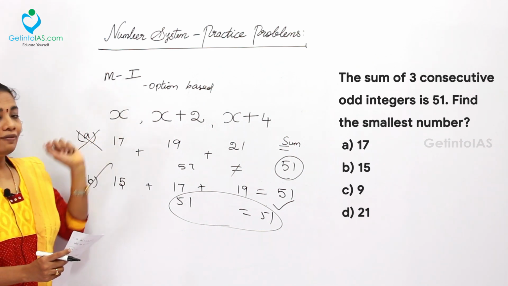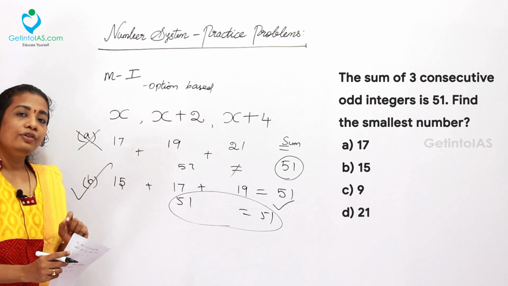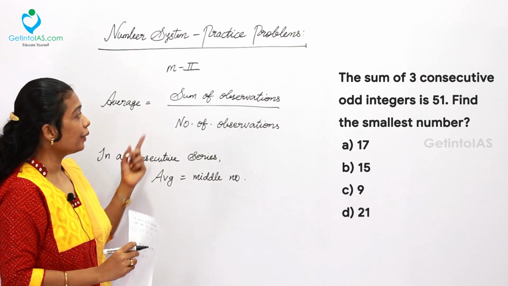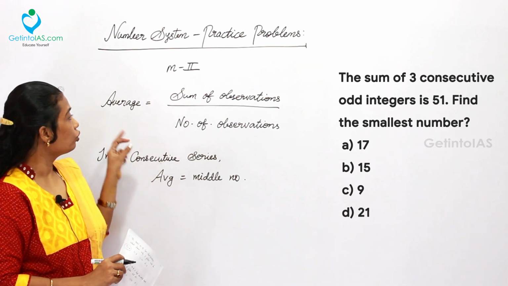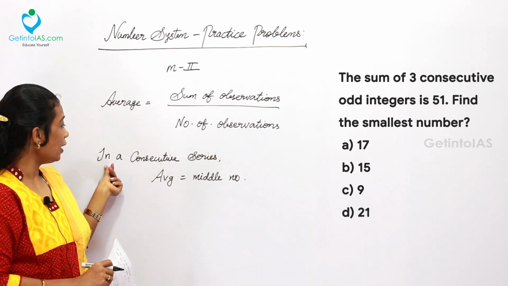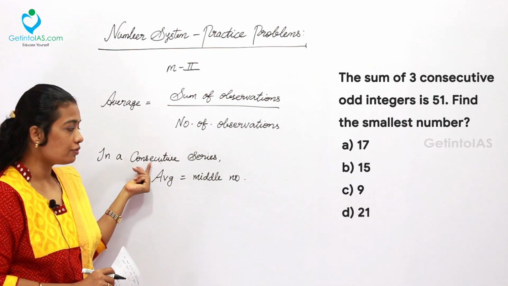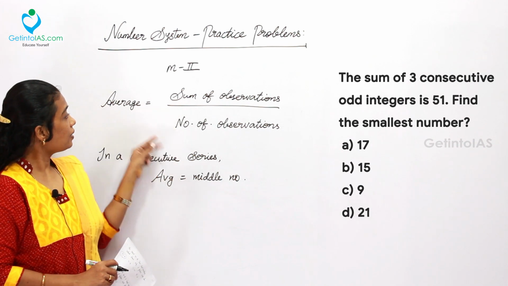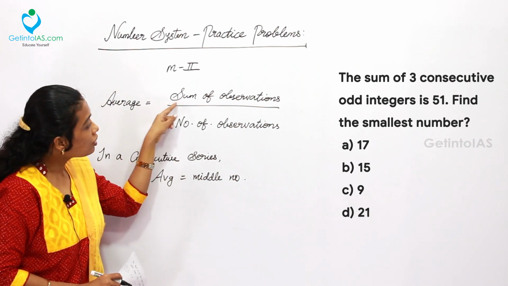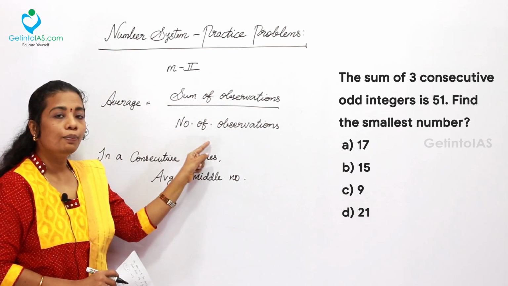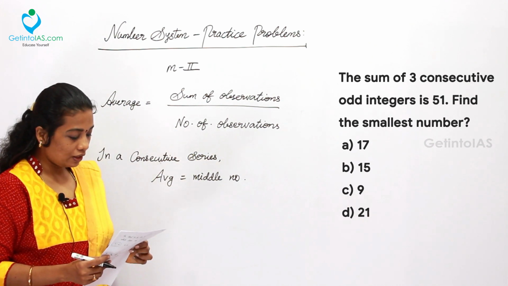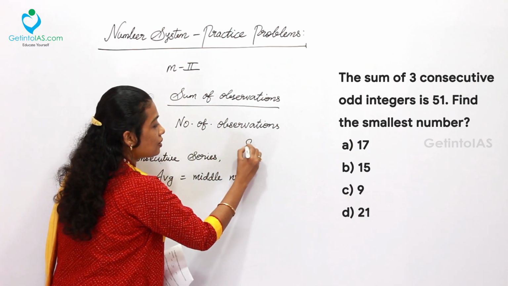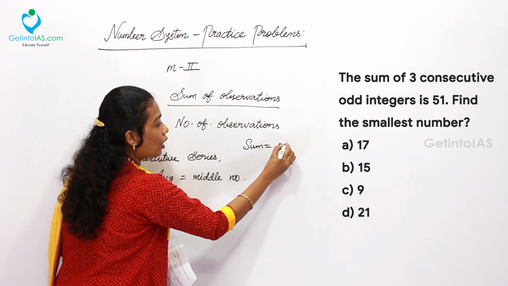Also, we can solve the same problem under the average based method. Let's do that. Solving under method 2, for that we want to use the formula for average, and we want to know that in a consecutive series the average will always be the middle number. We know that average is equal to sum of observations divided by number of observations. So in this it is clearly given what the sum of the numbers is. Sum is 51.